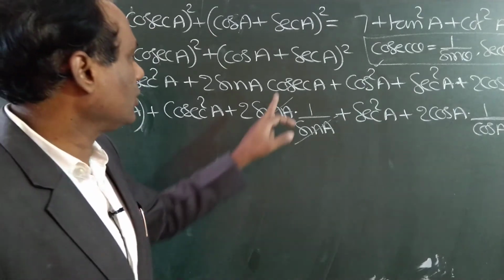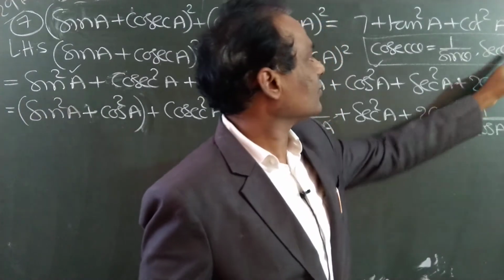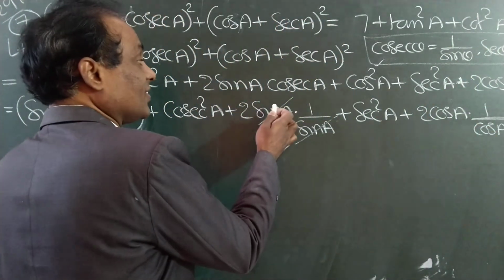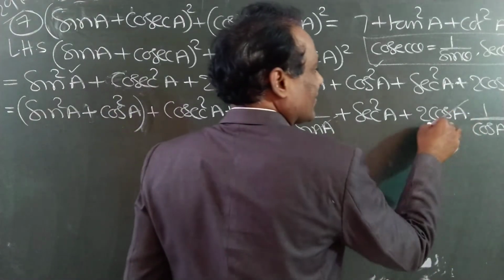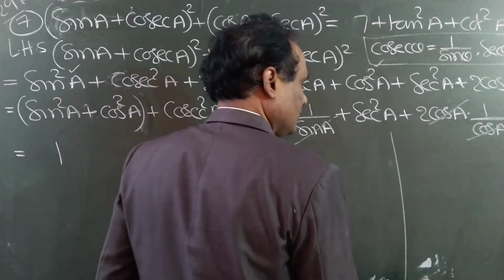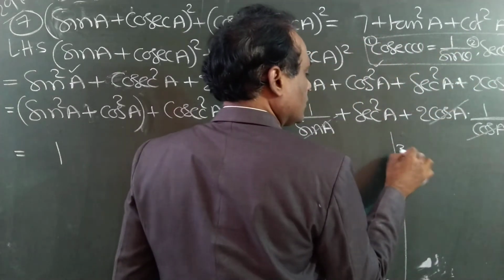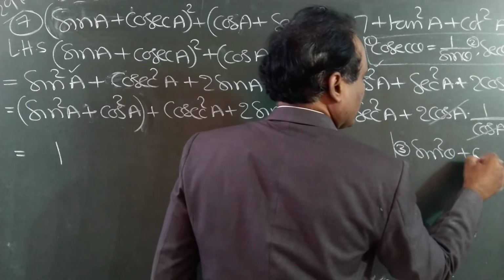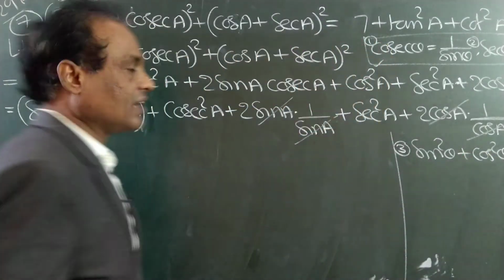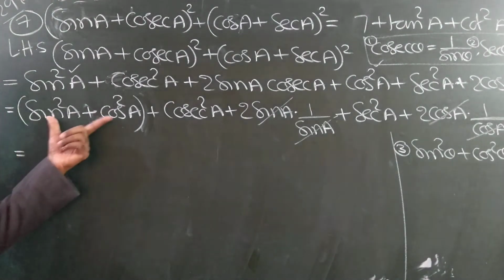Only one change I did. Cosecant is equal to 1 by sine, and secant is equal to 1 by cos. These two formulas I applied because the sine cancels and the cos cancels. Now, sine square theta plus cos square theta is the first identity. Sine square theta plus cos square theta is equal to 1. So this total is 1.